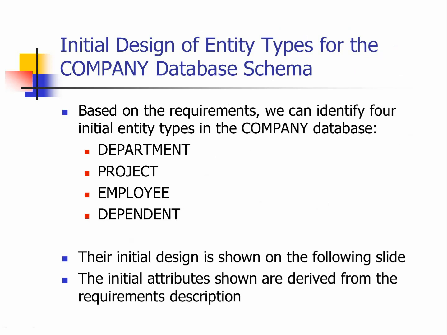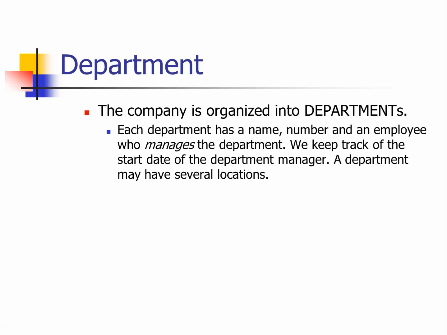Remember that the company database is composed of 4 tables. Each one of them has its requirements descriptions. Their initial design is shown on the following slide. The initial attributes shown are derived from the requirement description. And therefore, if we look into the department, think about this. What does the department entity look like based on the descriptions here? Let's work on this together.